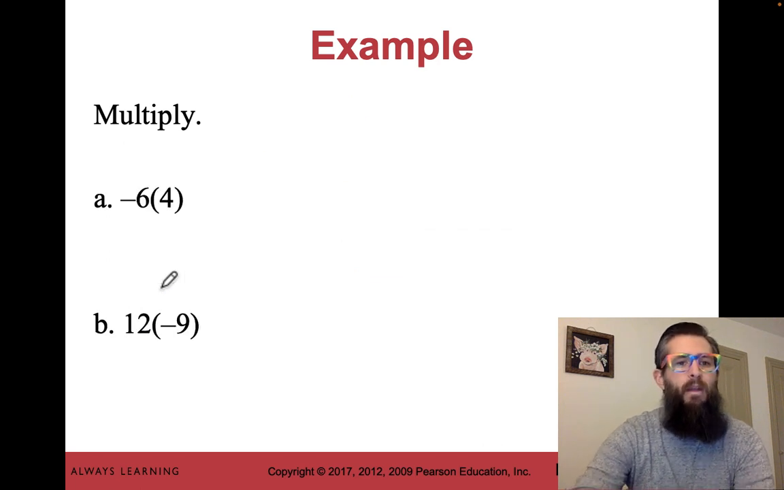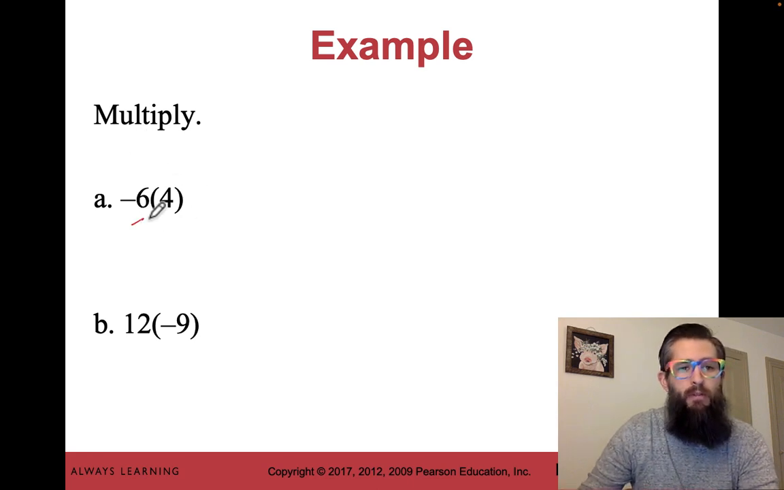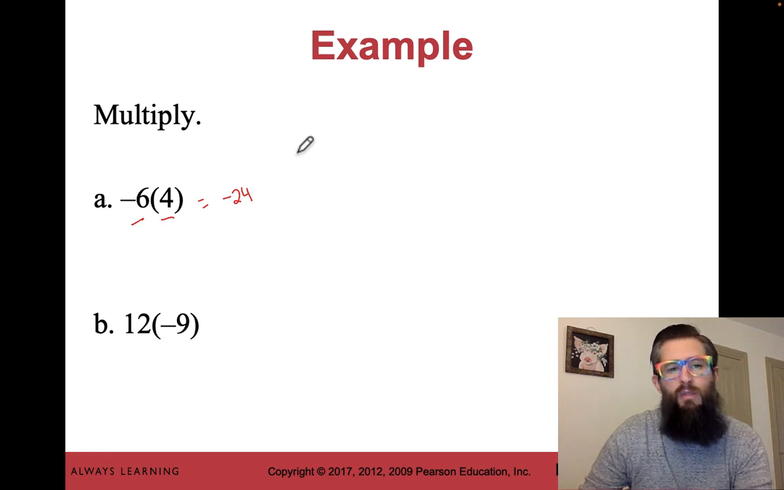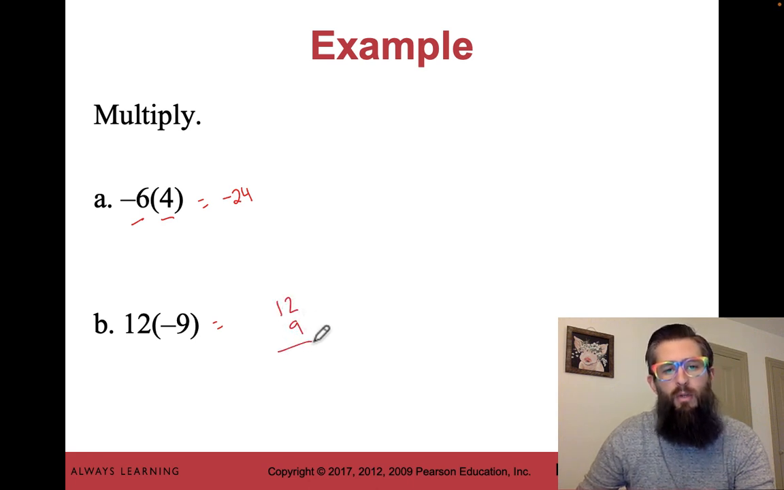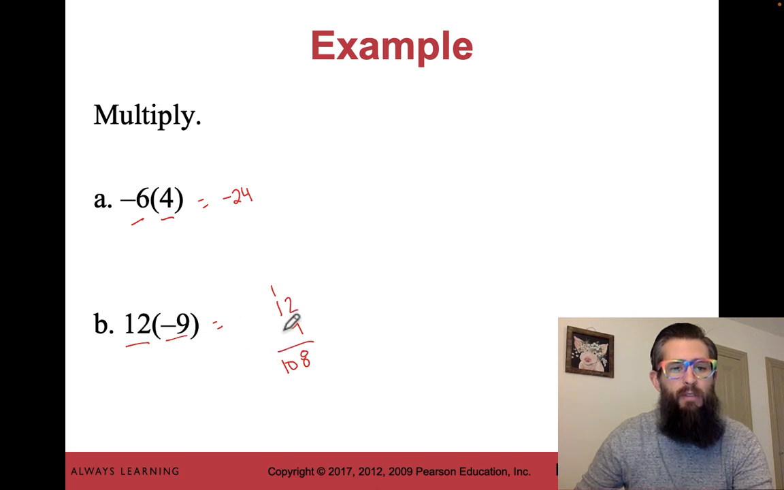Okay? Now here we have a positive times a negative, which is going to result in a negative. Now we know 6 times 4 is 24, so we take the same product as if they are positive numbers and we just make it negative. Now this one you could probably do in your head, but if we needed to do it out using long multiplication, we take the 12 times 9, 9 times 2 is 18, put the 8 in the ones place, carry the 1, 9 times 1 is 9, plus 1 is 10. Now since this is a positive times a negative and they have opposite signs, we need to make this negative 108 as well.